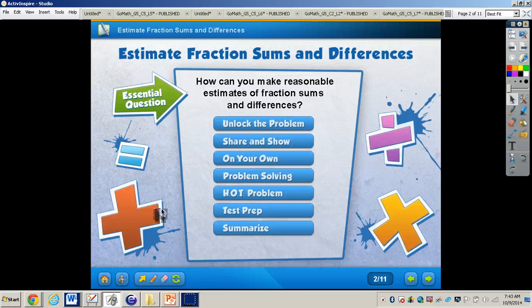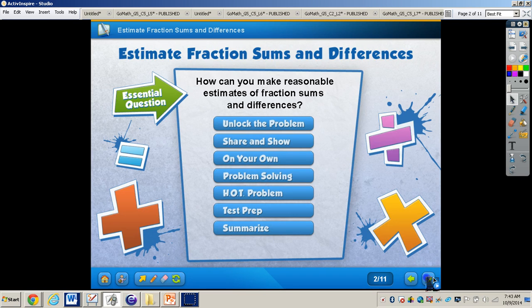In this video, we're going to be taking a look at estimating fraction sums and differences. Sums deals with addition, differences will be dealing with subtraction. And the essential question that we are going to be asking ourselves and answering is how can you make reasonable estimates of fraction sums and differences?